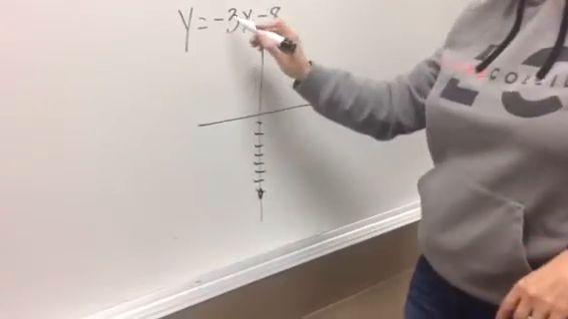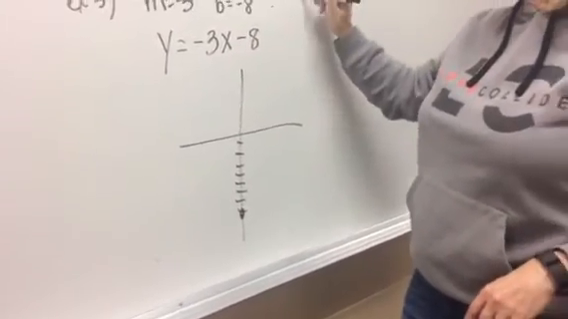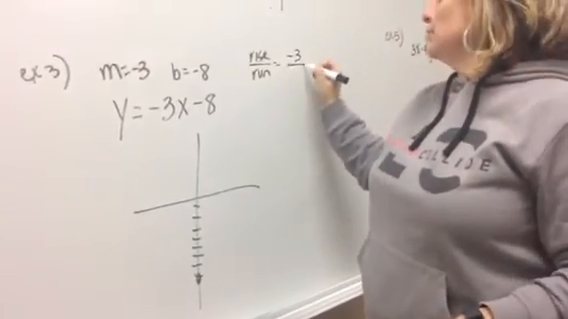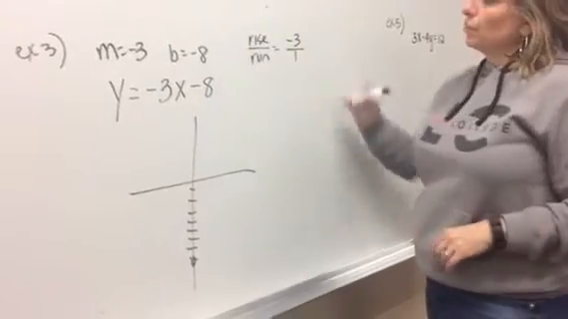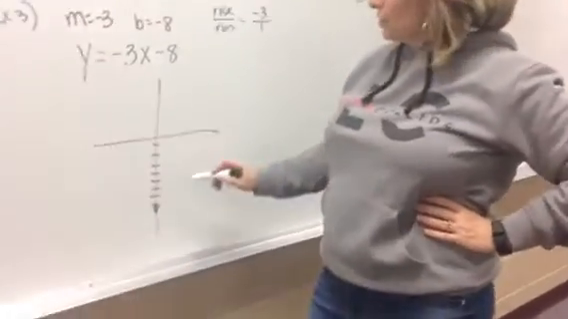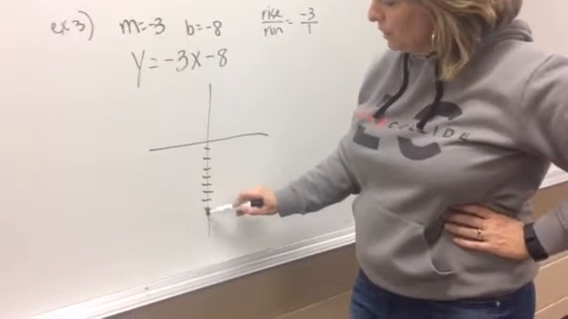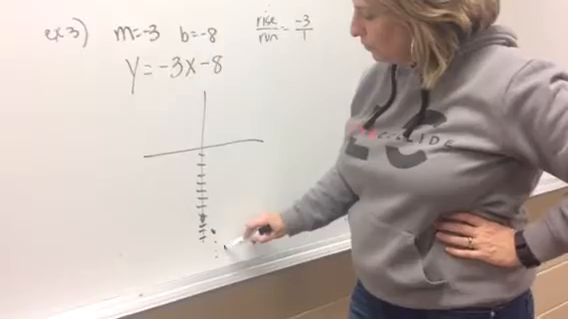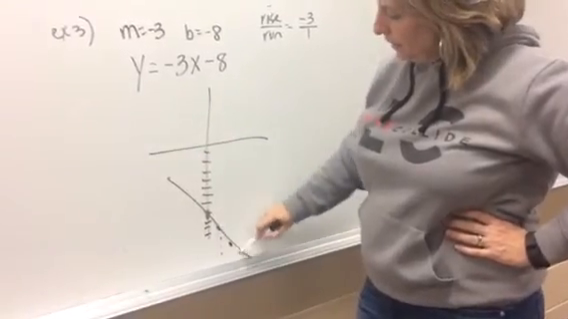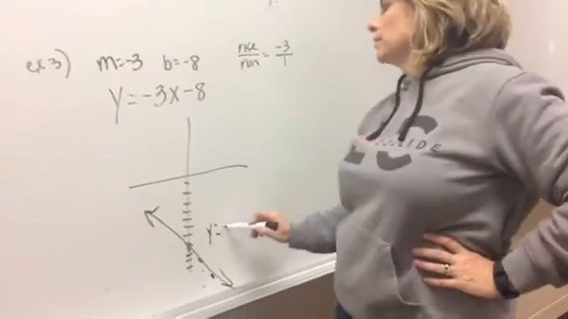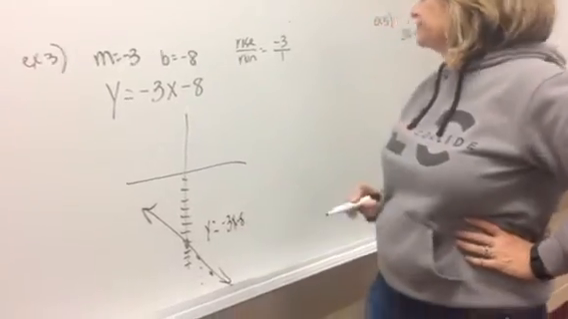Negative 8. Now, I have negative 3, so rise over run equals negative 3, and you know that a number is over 1. So let's see. I have to go down. I have to rise down 3: 1, 2, 3, run 1. 1, 2, 3, run 1. Here's my line. Try to use graph paper. This is y equals negative 3x minus 8.